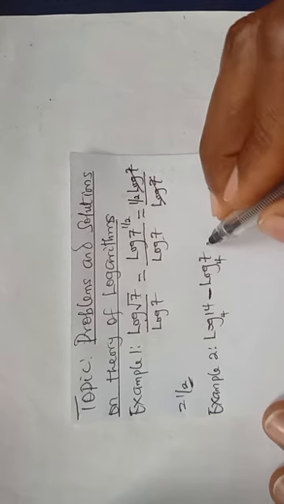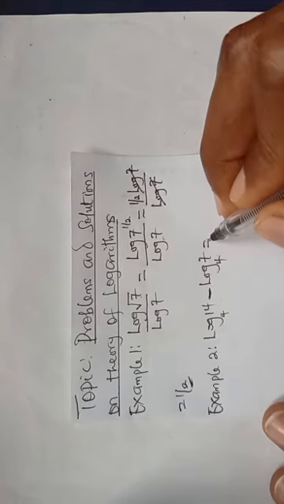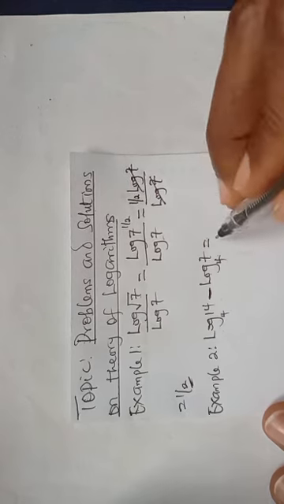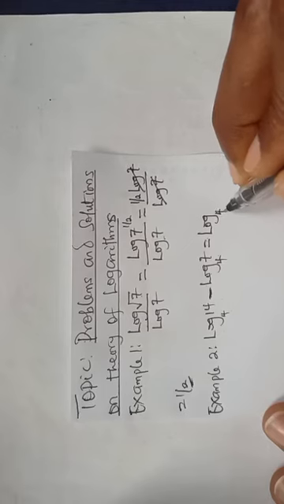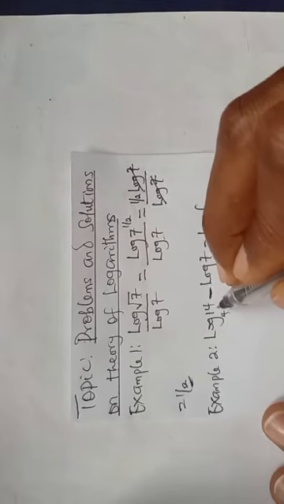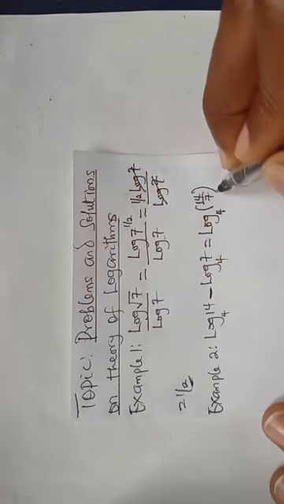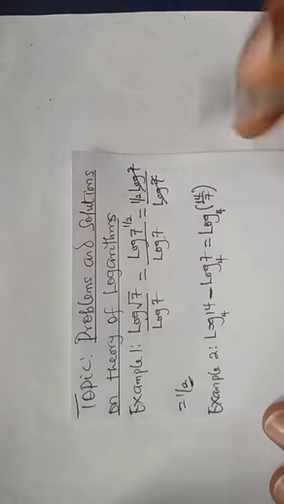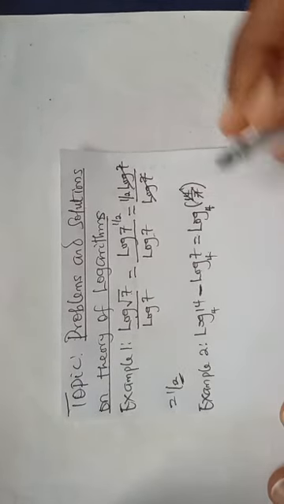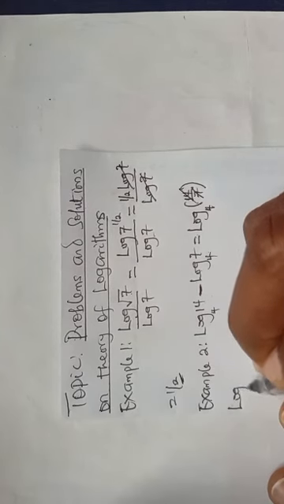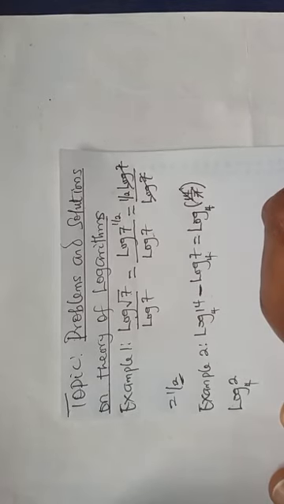Now, because they have the same base, the law says we are going to divide. So the common thing here is log to base 4. Then I will have 14 divided by 7. Is that okay? So when I divide 14 by 7, I'm going to have 2. So I'm going to have log 2 to base 4... sorry, log 4 to base 2. Is that okay?